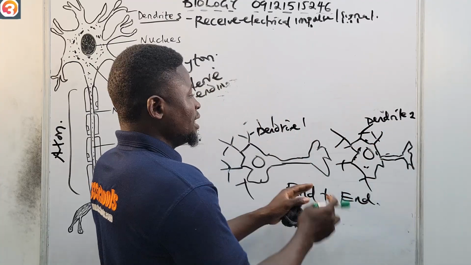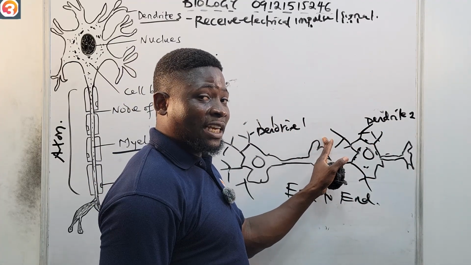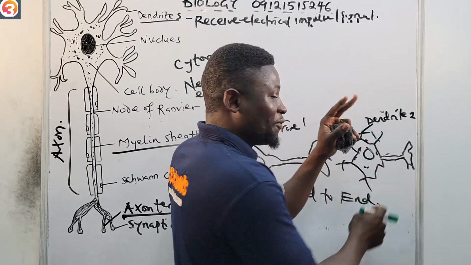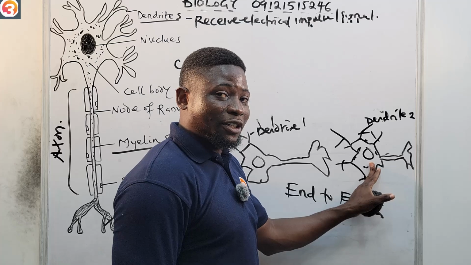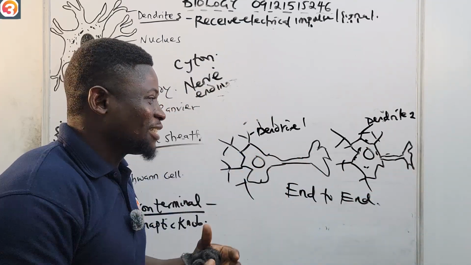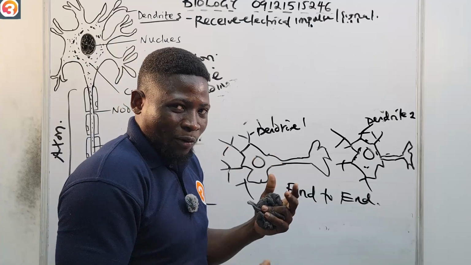This is the first neuron. Once the signal reaches this nerve ending, it will go to the dendrite of the second neuron. From the dendrite of the second neuron, it is taken to the cell body of the second neuron, then to the nerve ending. And that is how the transmission of signal is done in the neuron.